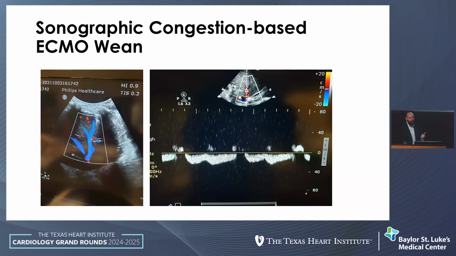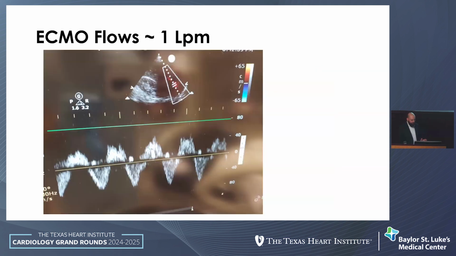And this is what we're doing right now in the CVICU. And so here's another example of someone on ECMO, normal forward flow. That means nothing to me because they have a drainage cannula. When we took down the flows to about 1 liter, what do you notice here?